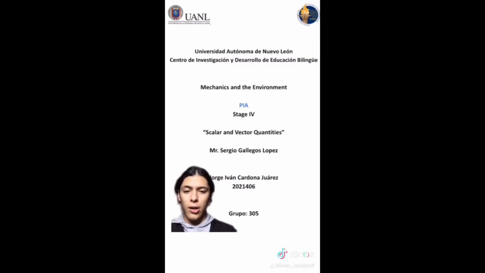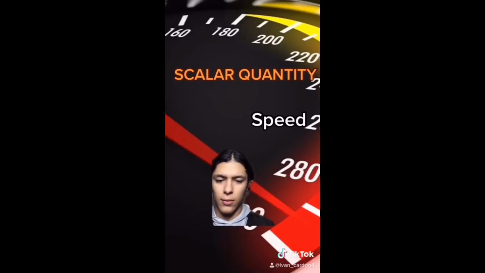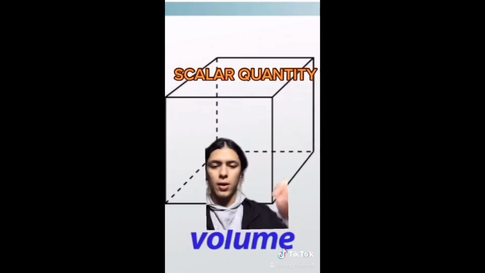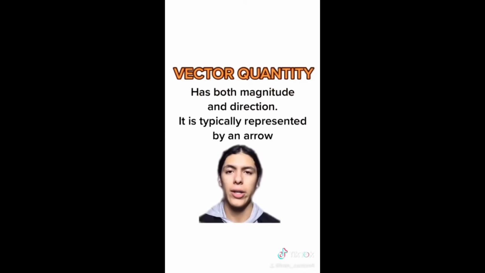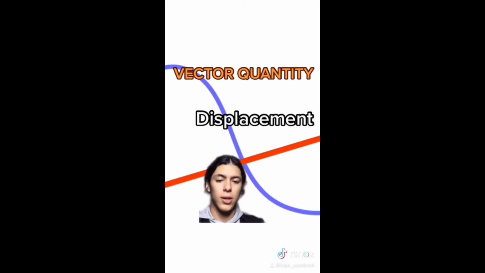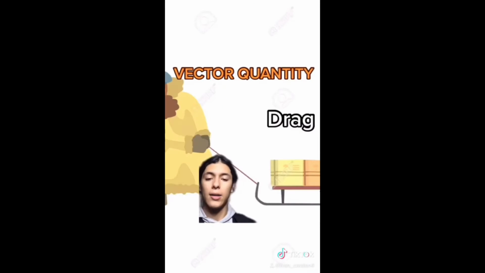Scalar and vector quantities. A scalar quantity is defined as a physical quantity that has only magnitude. For example, speed, temperature, volume, and pressure. A vector quantity has both magnitude and direction, and it is also typically represented by an arrow. For example, displacement, velocity, force, and drag.